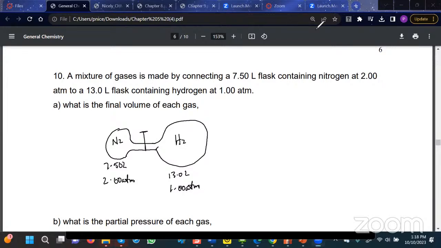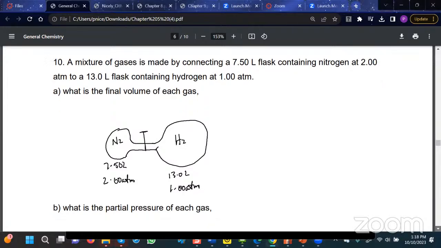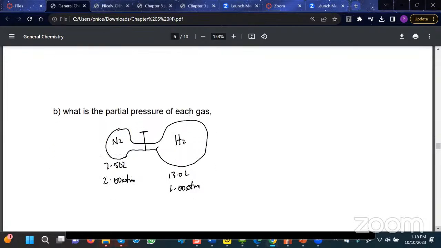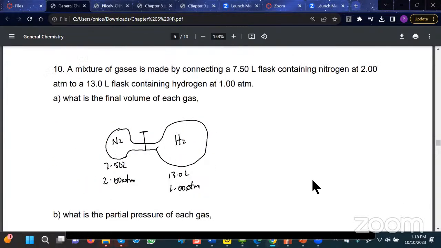So the question is asking, what is the partial pressure of each gas? Well, hold on. I'm sorry, what is the final volume of each gas? So think about it. If you open this up, then what's going to happen? The gases are just going to mix, right? They'll just flow until they fill the entire volume of the setup.